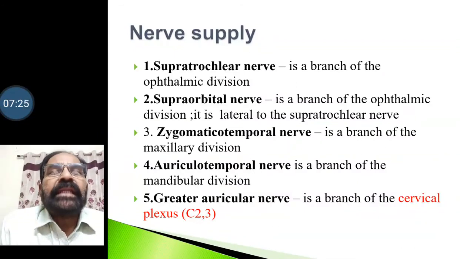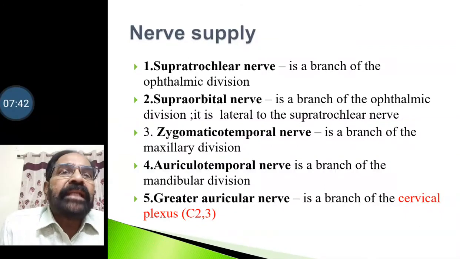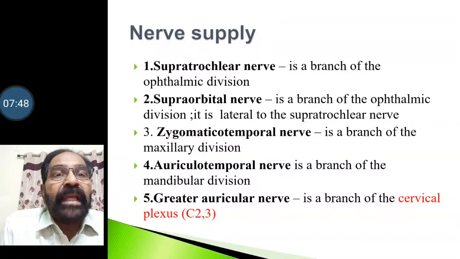So we have already discussed the nerves. The nerve supply of the scalp is by supratrochlear, which is a branch of the ophthalmic division. The second is supraorbital, again a branch of the ophthalmic division, and it is lateral to supratrochlear. Then zygomaticotemporal is a branch of the maxillary division. Then auriculotemporal is a branch of the mandibular division.